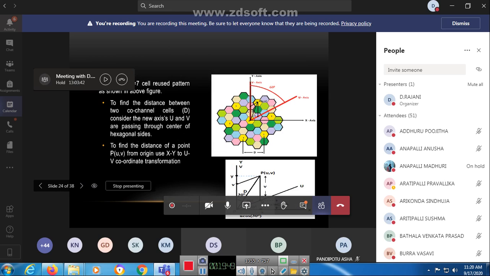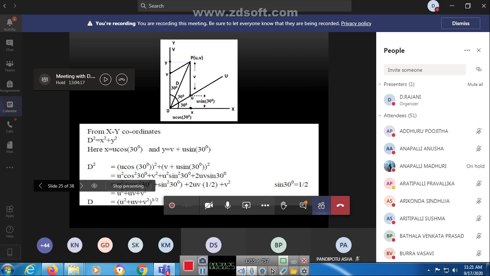And here the cell reuse pattern is shown in the figure. Suppose you want to find the distance between the co-channel cells. Then you can consider that mathematically the u axis and the v axis pass through the centers of the hexagonal shapes. To find the distance to this point, you take the coordinates of u and v, one belonging to the x axis and the other to the y axis. The transformation from xy coordinates gives the distance d square equal to x square plus y square.